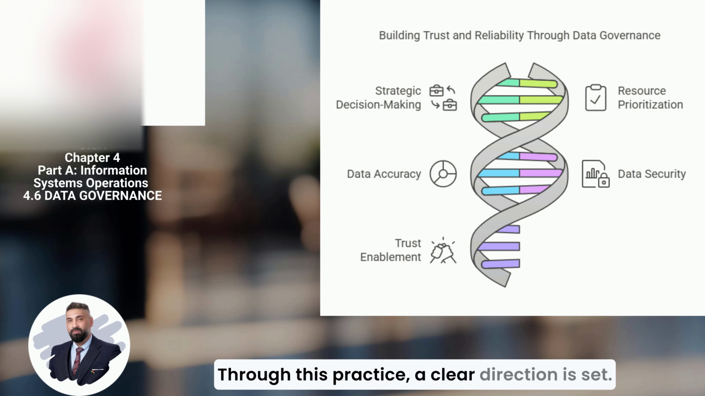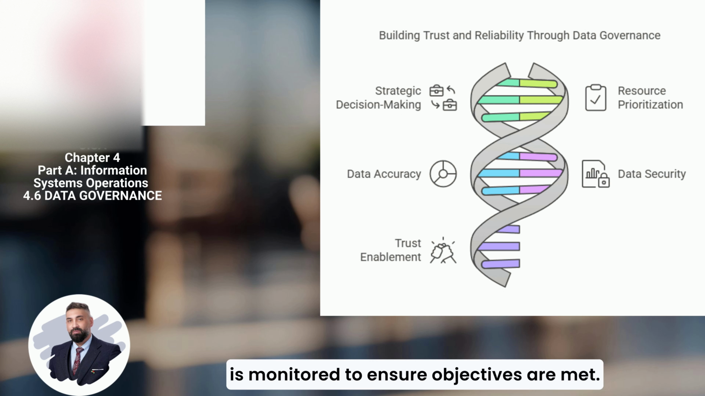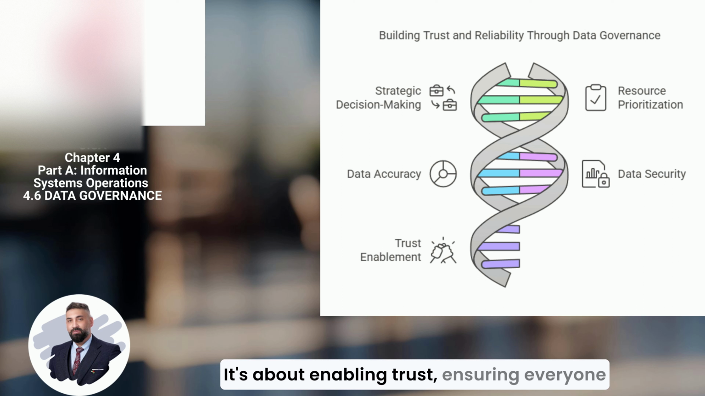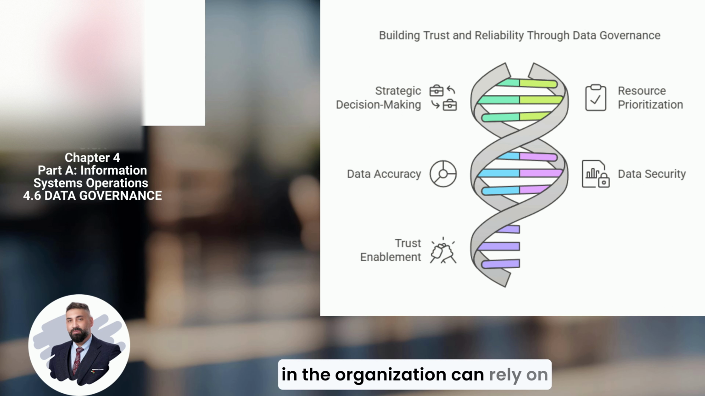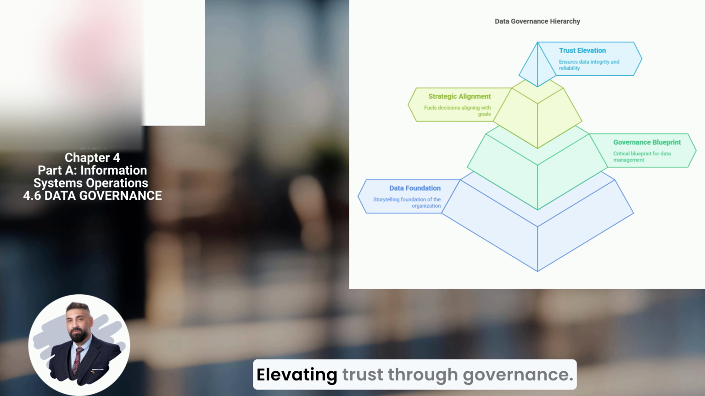Through this practice, a clear direction is set, priorities and policies are defined, and performance is monitored to ensure objectives are met. Governance, however, is not just about setting rules. It's about enabling trust, ensuring everyone in the organization can rely on data's integrity, confidentiality, and availability. Elevating trust through governance. Think about your data as the storytelling foundation of an organization. Without rigorous data governance, the story might be incomplete, or worse, misleading.